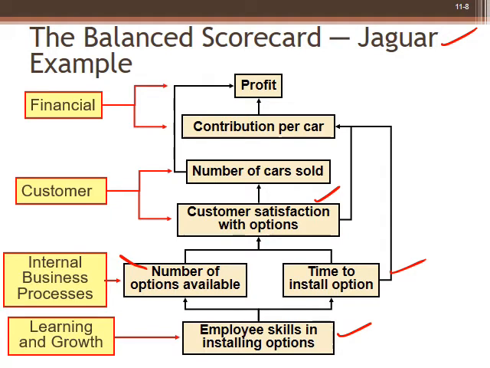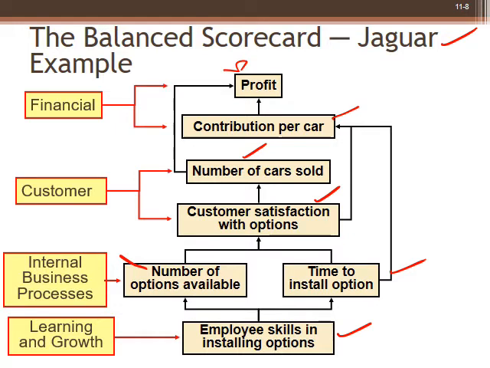When customer satisfaction is increased, the number of cars sold will increase. When the number of cars sold increases, it's going to increase our profit as well. When customer satisfaction is increased, it will also increase our contribution per car. So this is how the linkages of cause and effect are established.